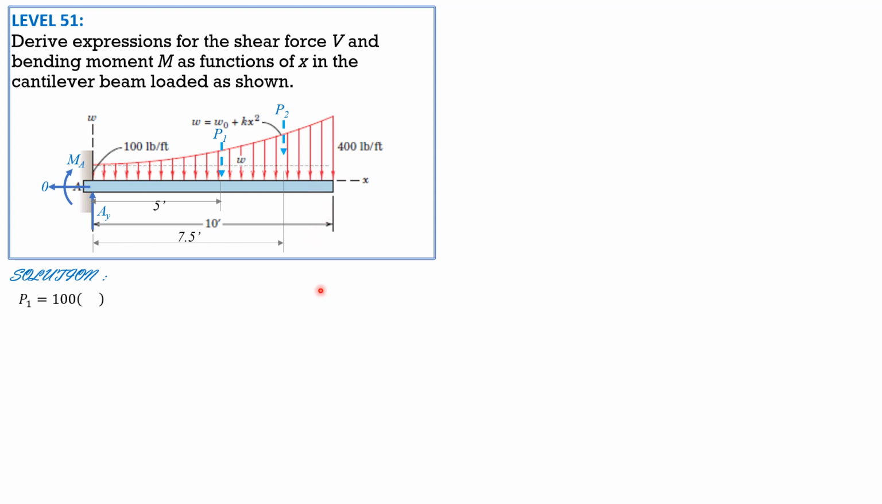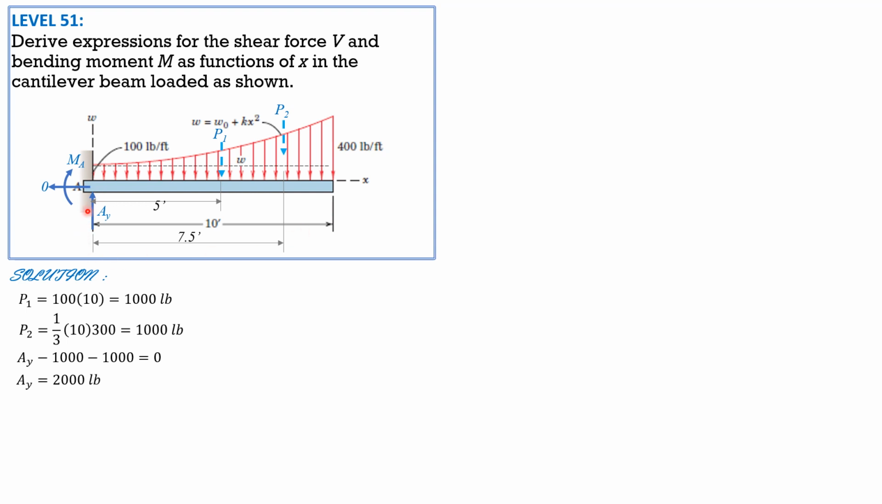So P1 is 100 times 10, so it is 1,000 pounds downward. P2 is 1/3 of 10 times 300. Take note, this is just 300, 400 minus 100. So it is also 1,000 pounds. So summation of forces in Y: Ay minus P1 minus P2 equals 0. So Ay minus 1,000 minus 1,000 equals 0. So Ay is 2,000 pounds.